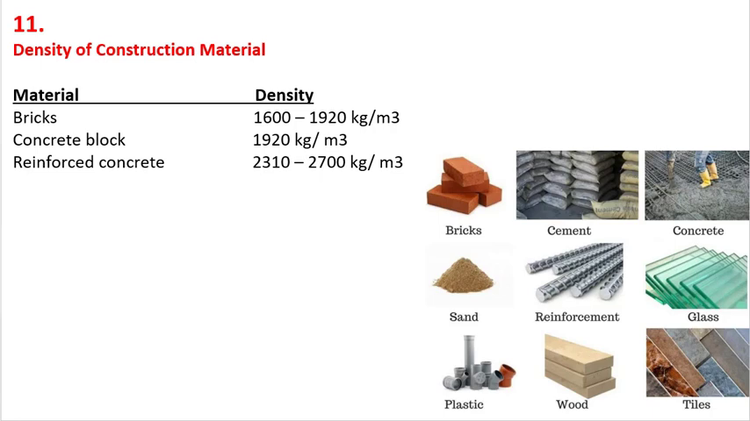As shown in this table, the density for bricks varies from 1600 to 1920 kilograms per meter cube. For concrete block, the density is 1920 kilograms per meter cube, and for reinforced concrete it further increases to 2310 to 2700 kg per meter cube. So these are very important densities of three important materials of a construction project.